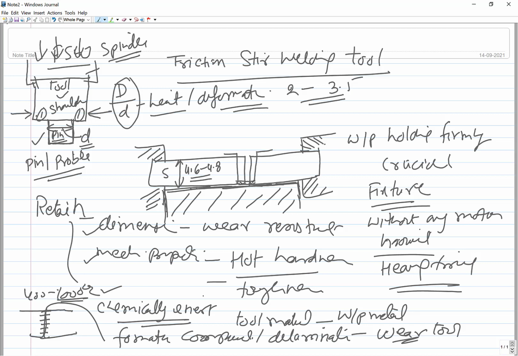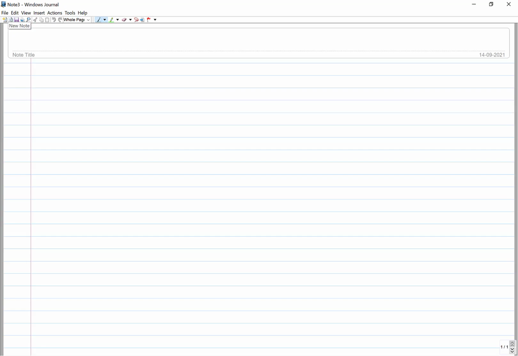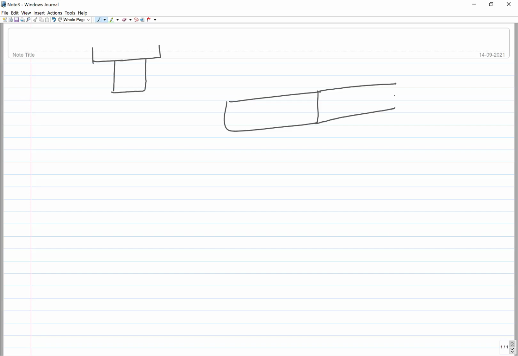Okay, then the next aspect is how does it work. So here you have the tool shoulder and this is the tool pin. The different aspects that contribute in the joining process involved in FSW are like this. The two components to be joined will be placed firmly in abutting position like this, touching each other without any gap, and they are held firmly.